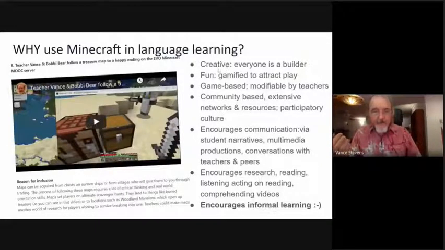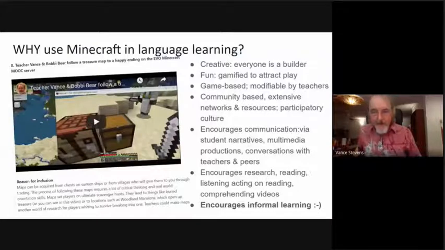some affordances of Minecraft. First of all, where it showed that Minecraft is creative, everyone is a builder. It's fun, gamified to attract play, game-based; these are different things. Gamified means that it has an addictive element. It draws you into doing things and staying in the game, usually, hopefully, learning. And game-based means that it's modifiable by teachers. It's very community-based. It has extensive networks, resources, YouTube channels, participatory culture where people interact online. If you're teaching English, they do that mostly in English. Or if you want to learn another language, there's Minecraft teachers and learners in Japanese, Spanish.